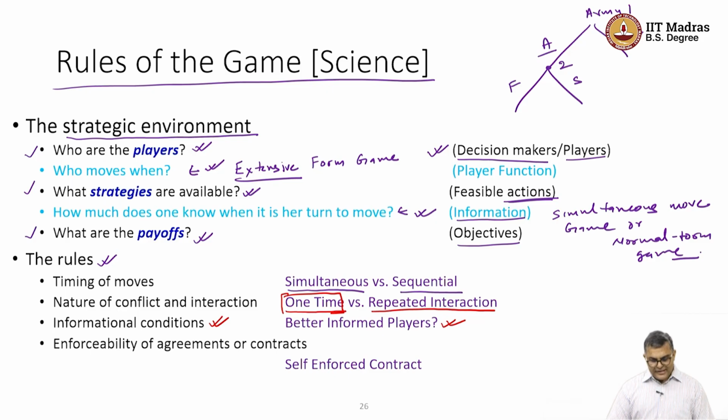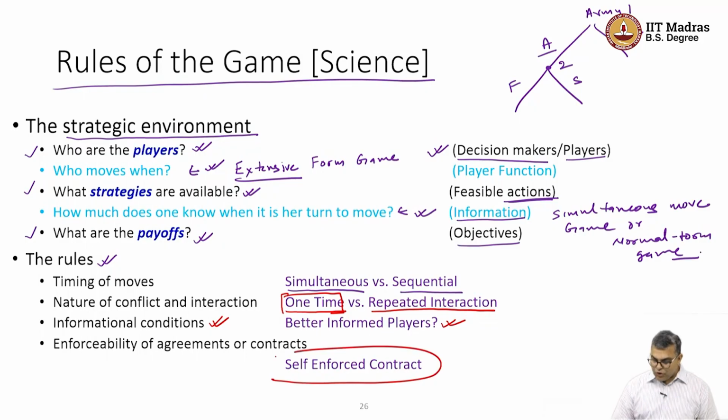And the last point is enforceability of agreements or contracts. In the prisoner's dilemma game, if Ranga and Billa have made a pact, and that pact is made in front of a godfather who would be very angry, very unhappy if one of them breaches the contract terms, then of course the outcome is going to be different.